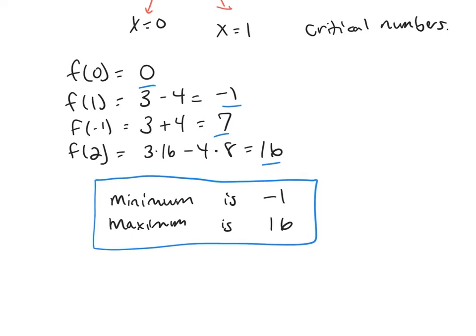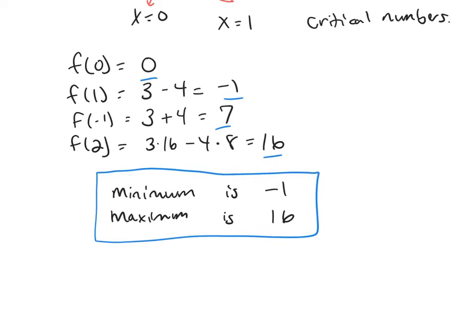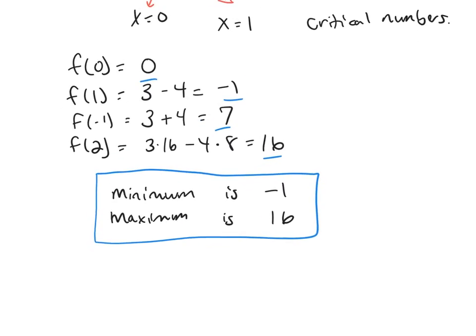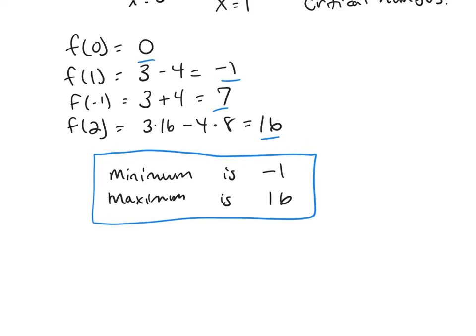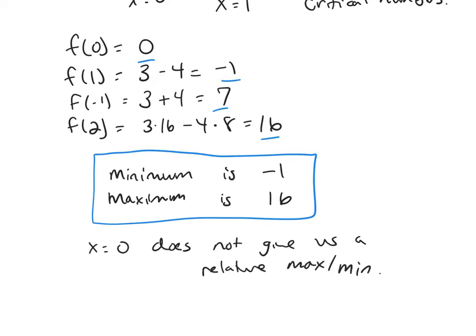Now it's important to note that not all of your critical numbers give you minimums or maximums. So for example, if we look back, x equals 0 was a critical number, but x equals 0 does not give us a relative max or min. And if you looked at the graph of your function at x equals 0, you would see that there isn't a minimum or a maximum there.